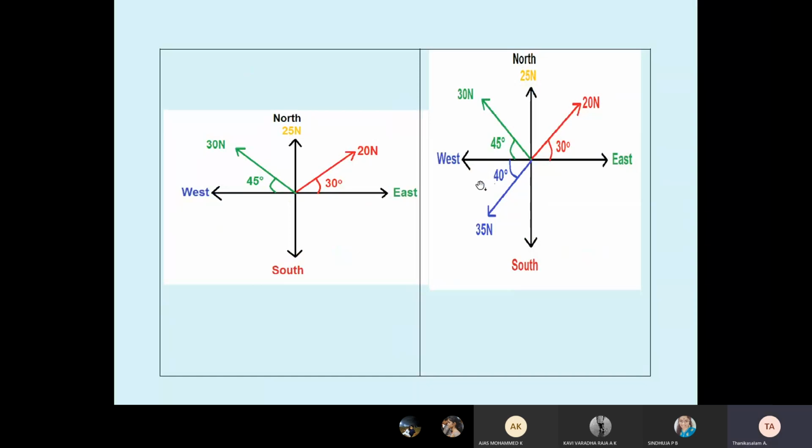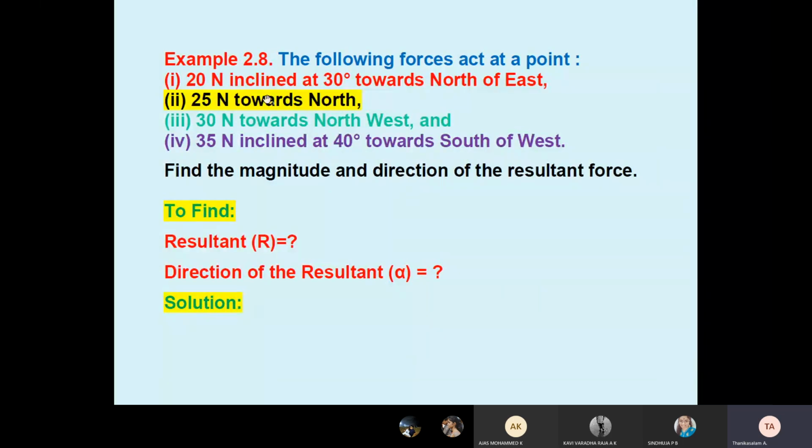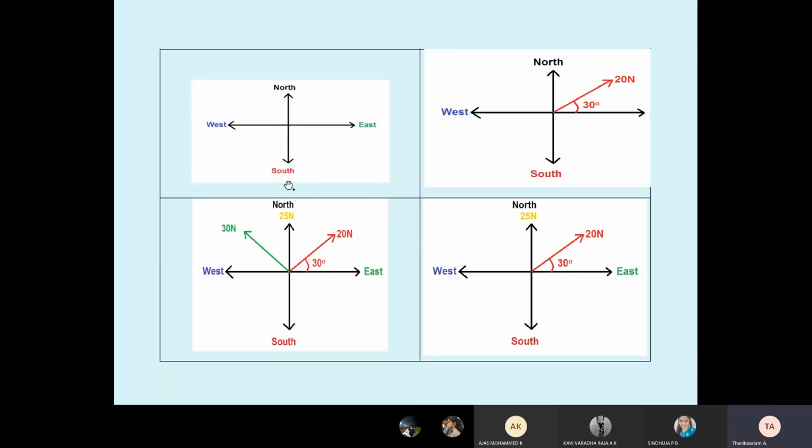This explanation is not given in our book. They only give the plain statement: 20 Newton inclined at 30 degree towards north of east. That means the 20 Newton goes to north from east. So take the first diagram. First you should know which one is east, which one is north, which one is south. This is basic, already studied in science. East means positive x-axis, west means negative x-axis, north means positive y-axis, south means negative y-axis.